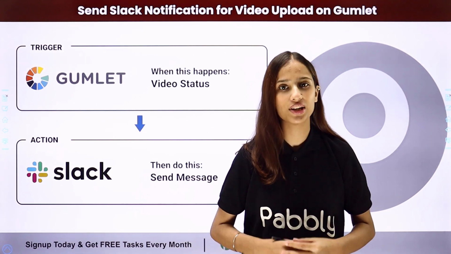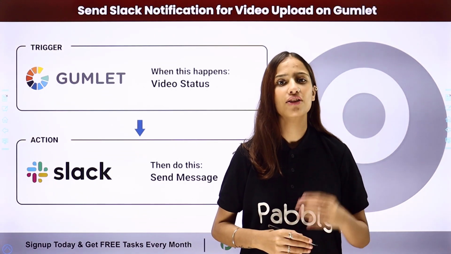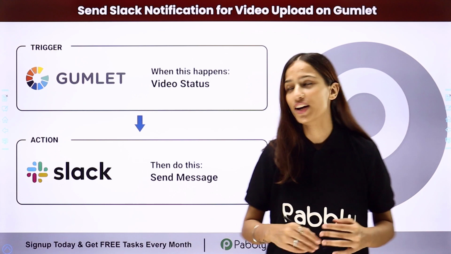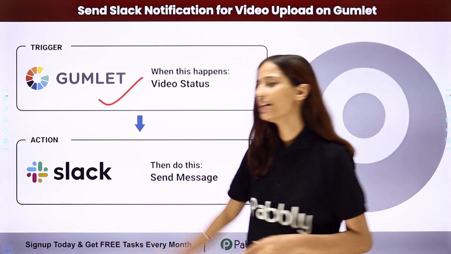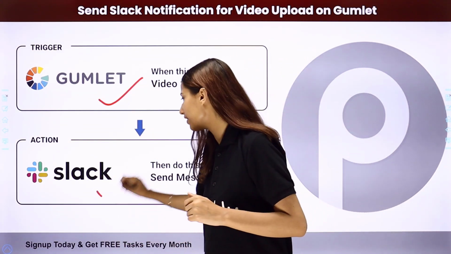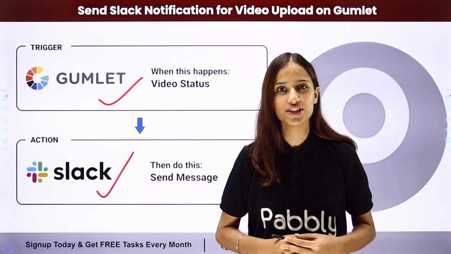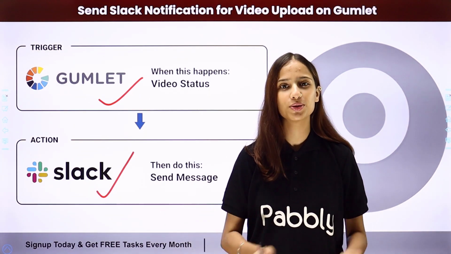For that I need to integrate both of these applications, for which I will be using Pabbly Connect, where my trigger application will be Gumlet and my action application will be Slack. To learn how I set up the integration between these two applications, follow me through the screen.